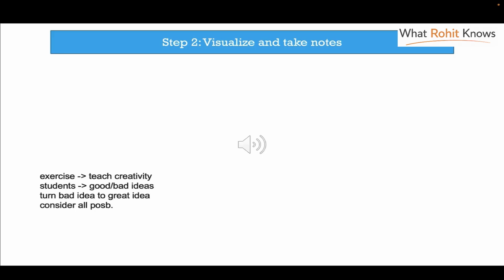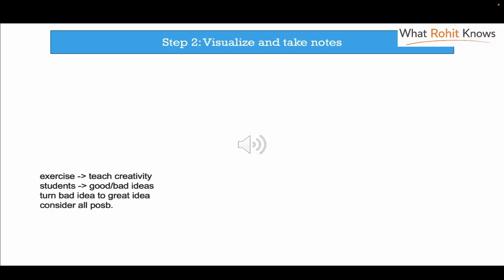So if you were to look at my notes for this, they look something like this. I write exercise, then I draw an arrow to teach creativity, and students, good bad ideas, turn bad idea to great idea, and consider all possibilities. Now I didn't write possibilities in full. I just write POSB dot. And I might do that with all the letters or as many letters as I want. Because after all, these are my notes. As long as I can understand, that's fine.